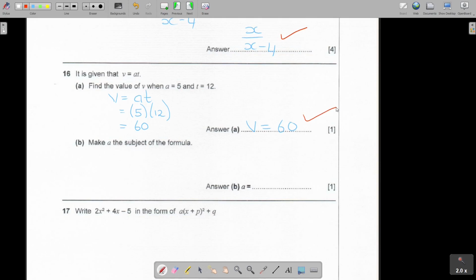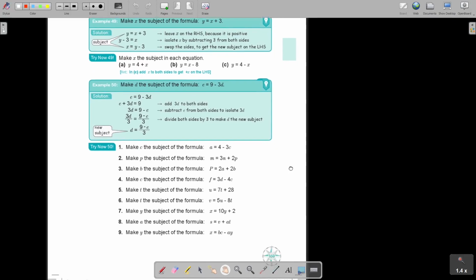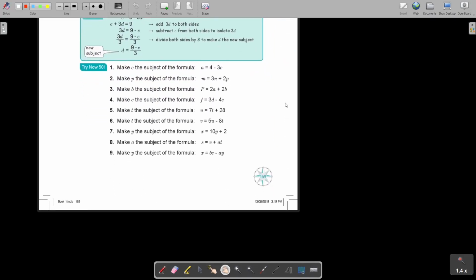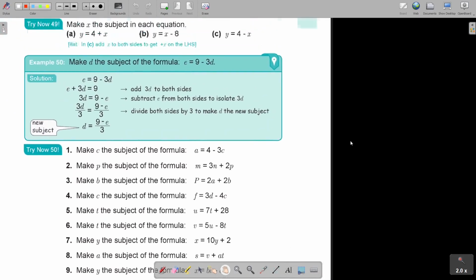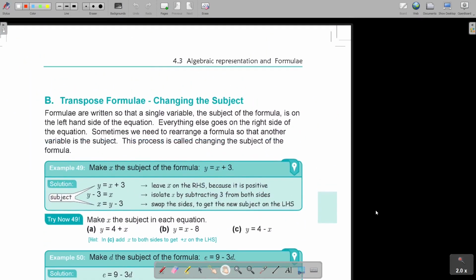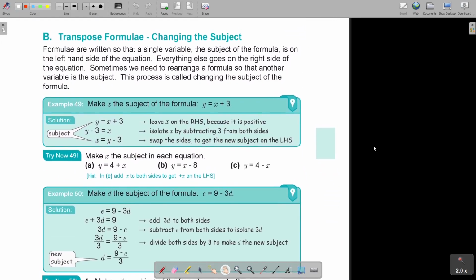And now make a the subject of the formula. I want to take you again to the textbook. Okay, so in the textbook, subject of the formula is on page 169, and I'm just going to make it a bit bigger. There you will transpose formula, changing the subject. In a formula, the single variable, the subject of the formula, is on the left-hand side of the equation. Everything else goes on the right side of the equation.